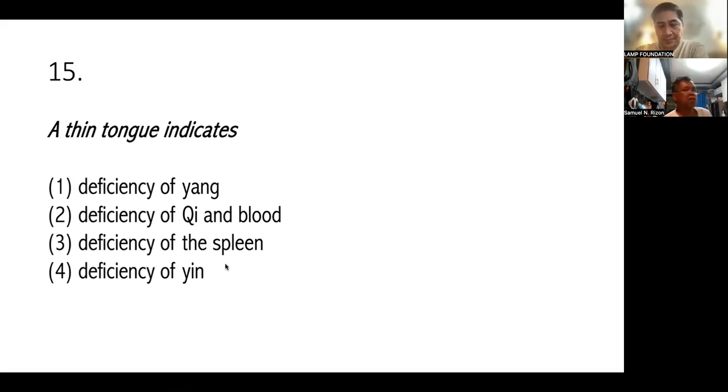A thin tongue indicates deficiency of yang, deficiency of qi and blood, deficiency of spleen, and deficiency of yin. The answer is number 2 and 4, which is letter C. What causes a thin tongue? Pag naging thin ang tongue, ano ibig sabihin nun? Kulang po siya ng nutrients. Nakulangan siya ng yin. Nakulangan siya ng nutrients.